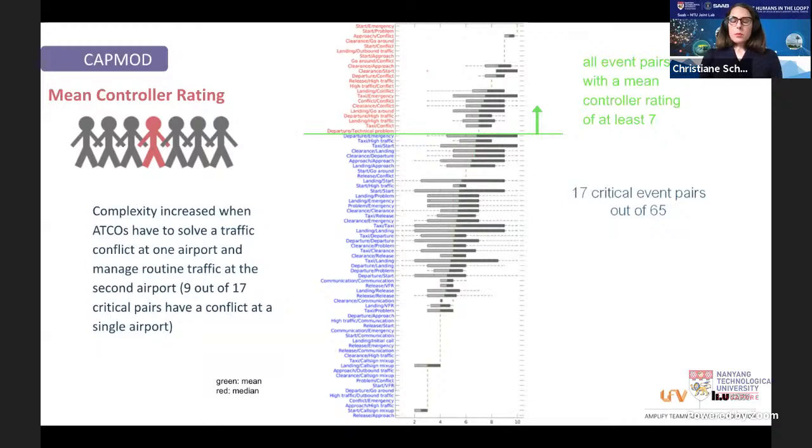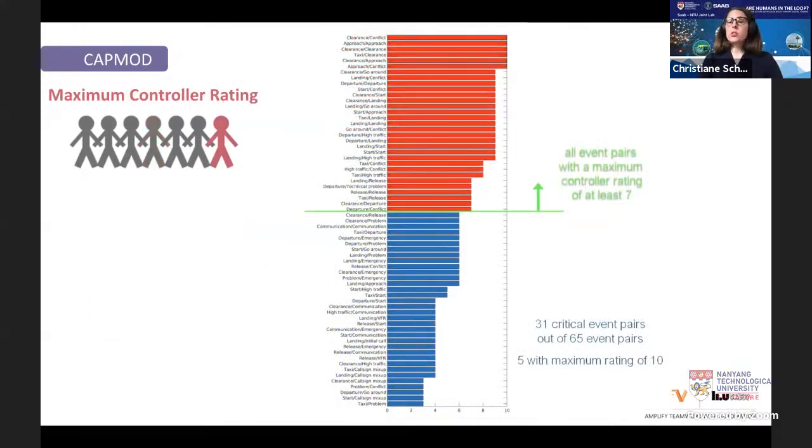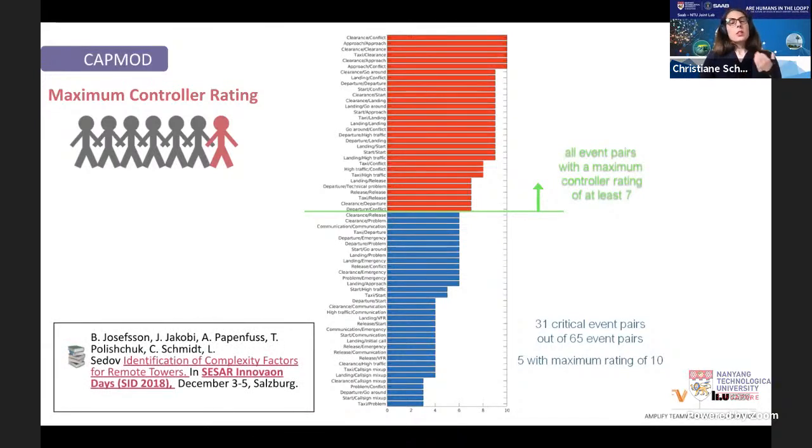Then if we look for the maximum controller rating, of course, we will identify more critical event pairs, and actually 31 out of the 65 event pairs turned out to be critical. And 5 of them have a maximum rating of 10, where at least one controller said this is impossible to handle. So this is our work towards identifying those factors that influence the controller workload.